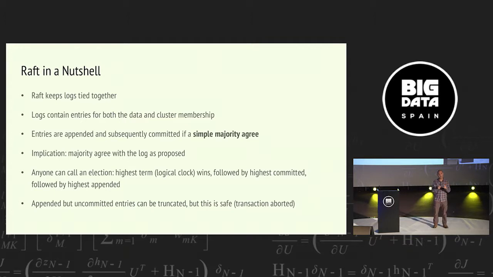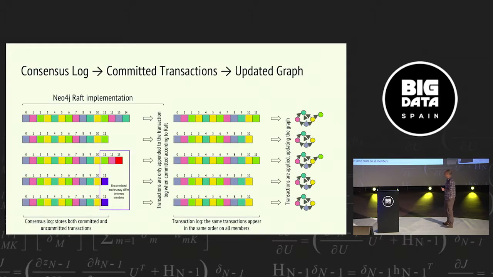Now, appended entries can be removed. Just because I append onto the end of my Raft log doesn't mean that entry is safe. But we never, in Neo4j, acknowledge the transaction in the appended state. We only acknowledge once it's moved to committed. So one slight tweak of Raft is that things at the head of the log aren't necessarily going to stay there, and we'll see why momentarily.